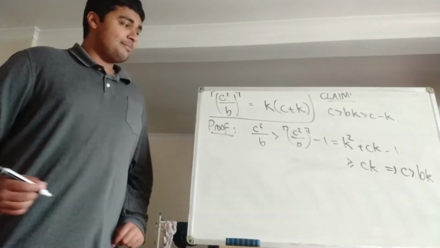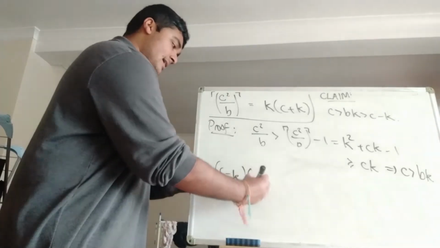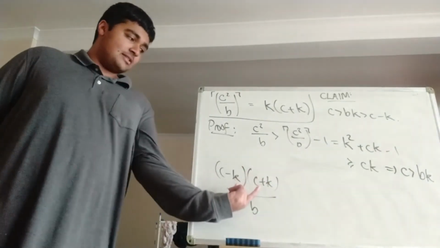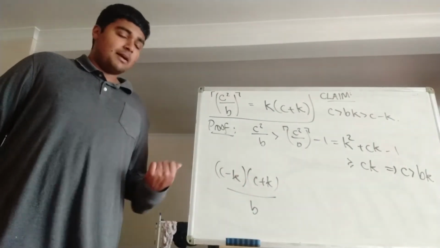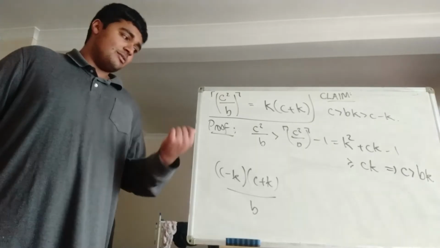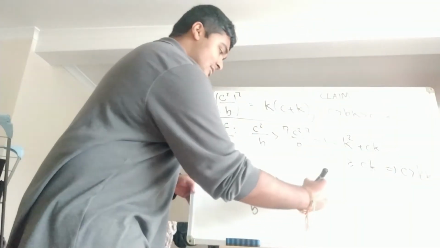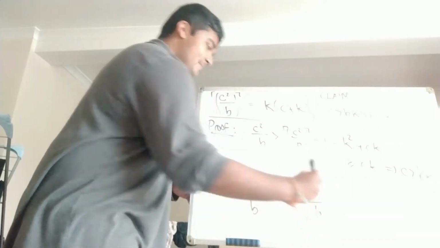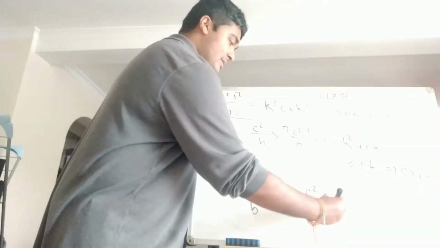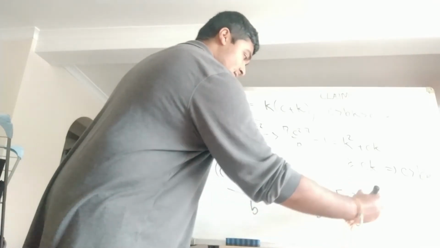Let's move on to the second part, and we're going to start off with c minus k times c plus k, all divided by b. So the difference of two squares is just c squared minus k squared over b. And of course, remember k is a positive integer, so c squared minus k squared is going to be strictly less than just c squared over b. But we know c squared over b is going to be less than or equal to the ceiling of c squared over b, like so.